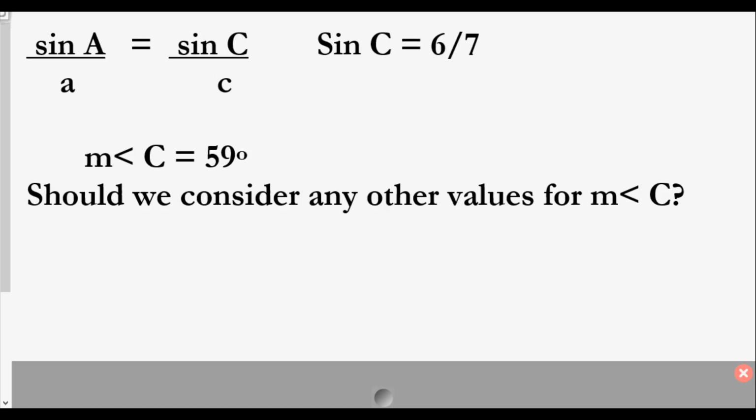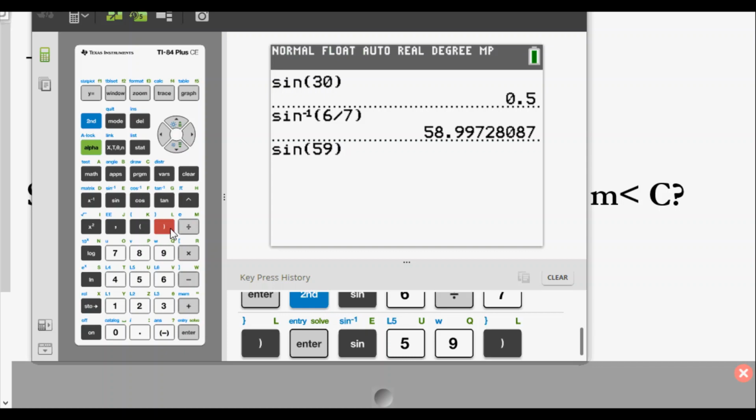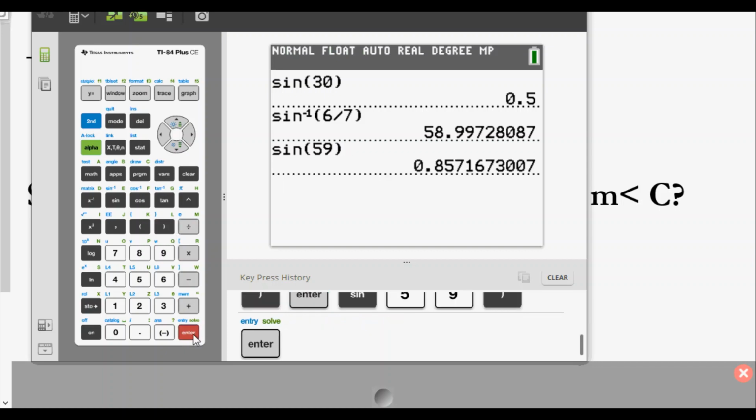Interesting enough, one of the things we are going to find out is that here, let's go back to our calculator. Let's type in the sine of 59 degrees. So here we go, sine of 59 degrees, close parenthesis, and it gives us about 0.85716730007. Again, this is an irrational number because it's going to keep going on forever. But then, is there another angle that will work out?